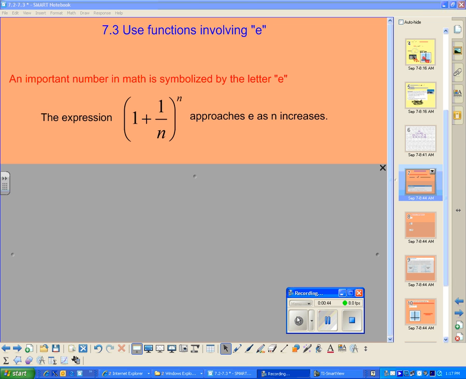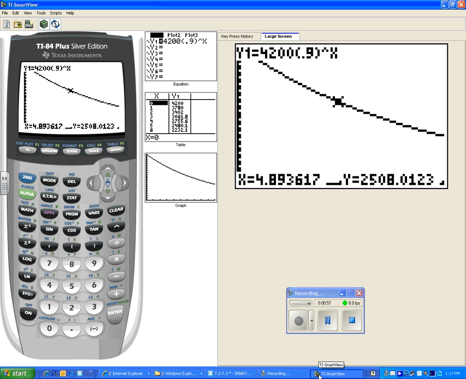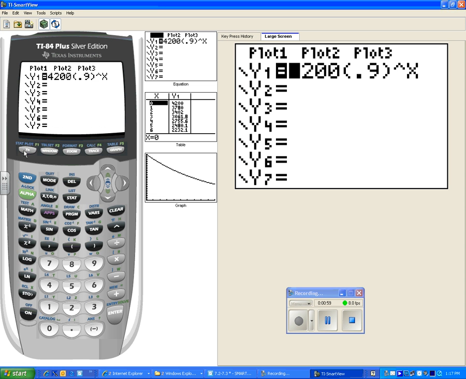You do not need to worry about memorizing this formula. This formula will not show up anywhere. I won't ask you what the formula is for e, but we do need to use this in order to figure out what that number actually is. So take your calculator out, and plug that into your y equals.